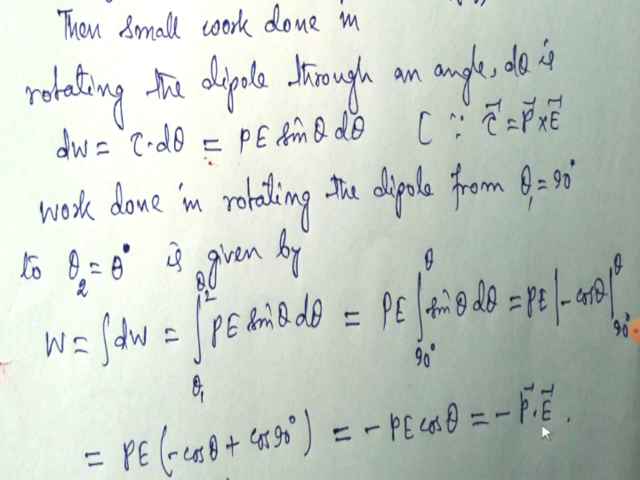Now, why are we taking the lower limit as theta equal to 90 degrees? If you want to find the electric potential energy of a dipole, we need to start from a reference point where the work done is 0. So when theta is equal to 90 degrees, your potential energy is 0. Suppose you want to find gravitational potential energy: you take the object from the surface of the ground, where the potential energy is 0, to a certain height.